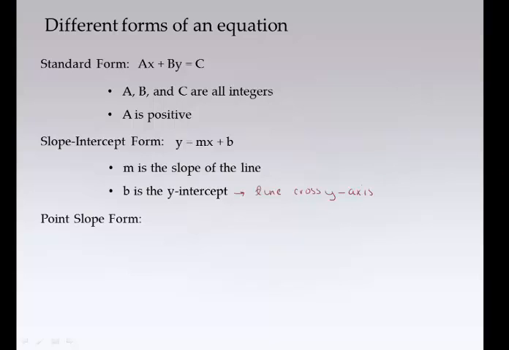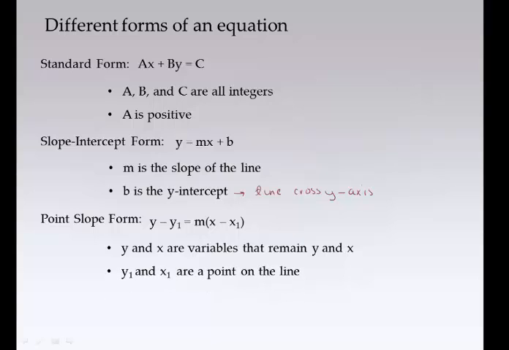Then we have something called point slope form. Y minus y sub 1 is equal to m times x minus x sub 1. X and y are variables that stay x and y. They don't change. Y1 and x1 are a point on the line, and it can be any point on the line. M will be the slope.